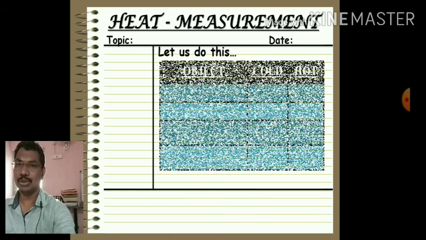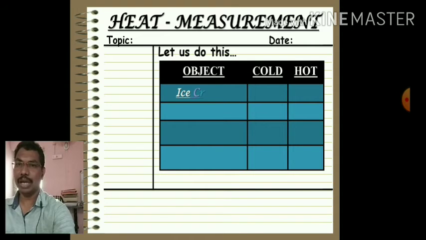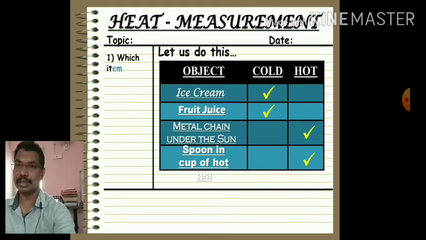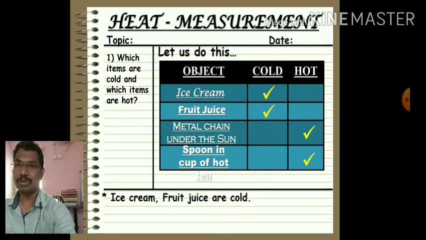So let us do this. We have objects here. Ice cream, it is cold, and fruit juice, it is also cold in nature. A metal chain, if you keep it under the sun for some time, feels hot. A spoon in a cup of tea is also hot. So these are the items which are cold and hot, for example.